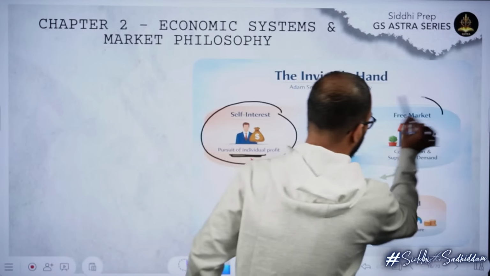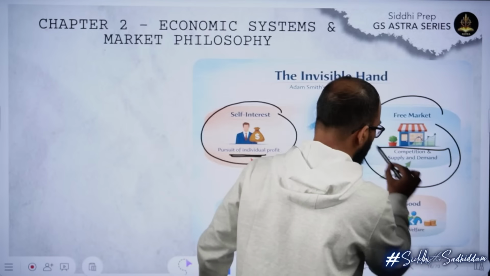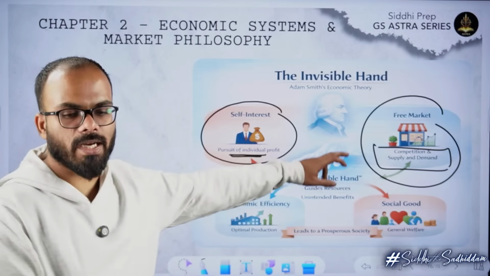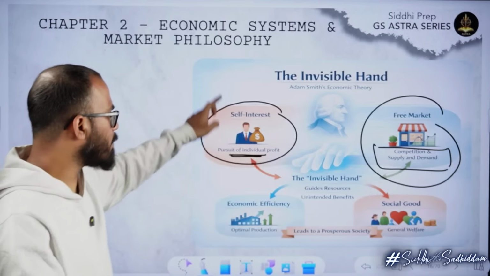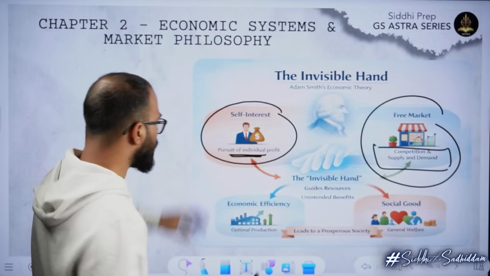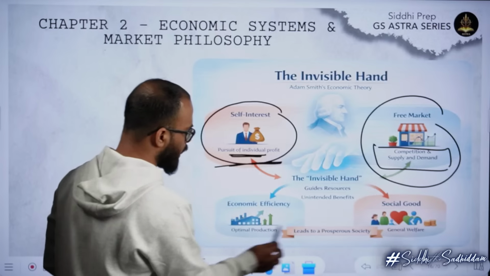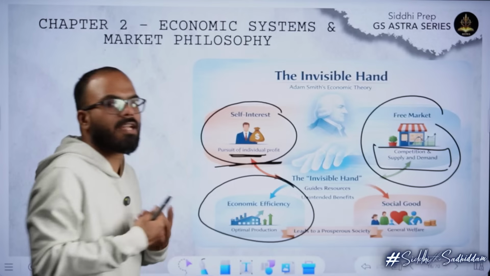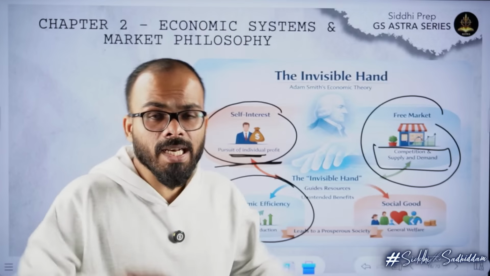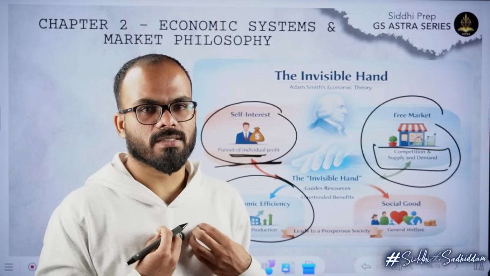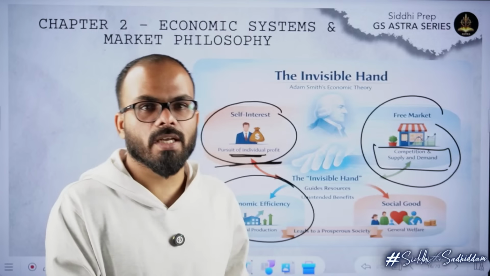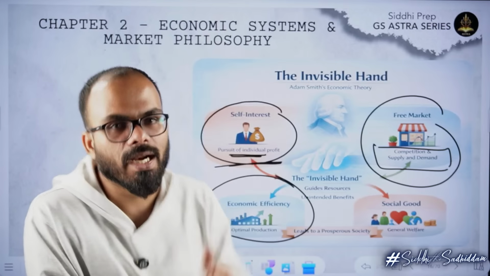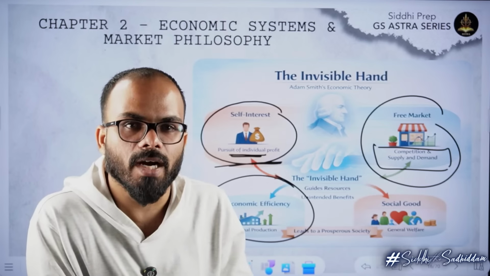So in a free market, everything is determined with the help of competition, supply, demand, and self-interest. When this kind of scenario is there, individuals will automatically work for themselves. Then everybody is working for their best, society will collectively progress, and society will benefit in common. That is the invisible hand theory, the proposal of Adam Smith.